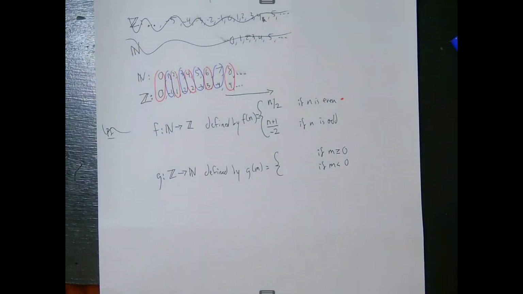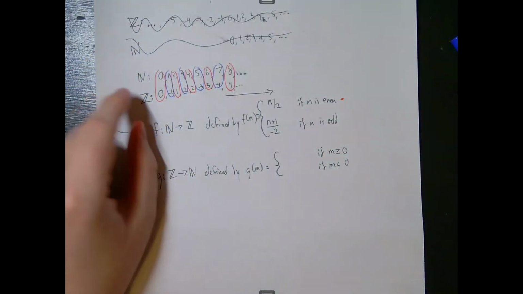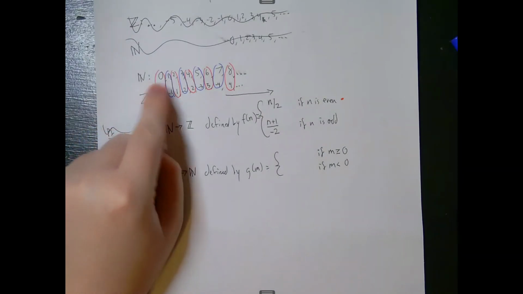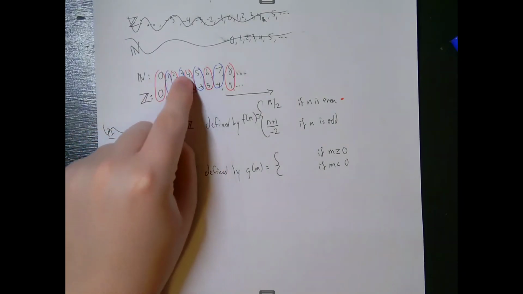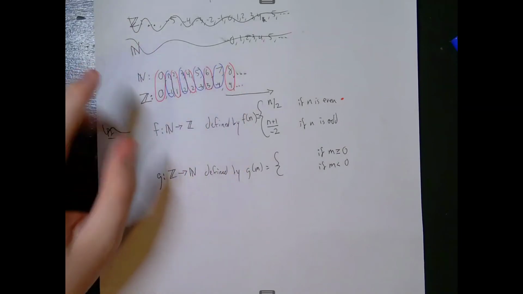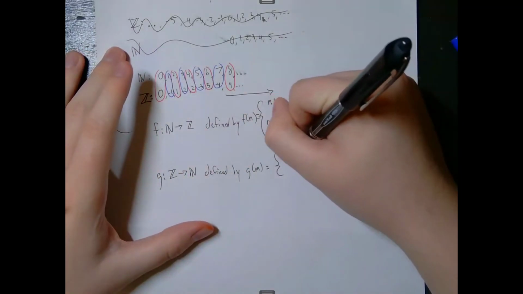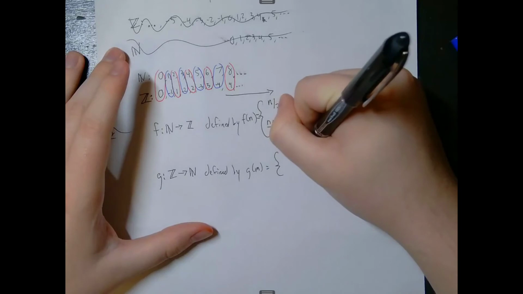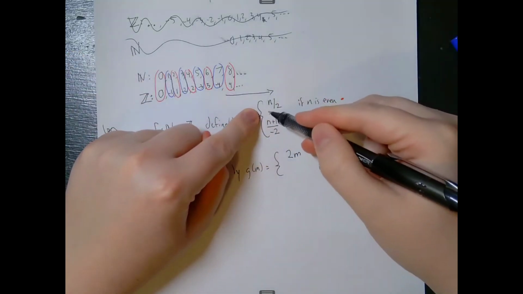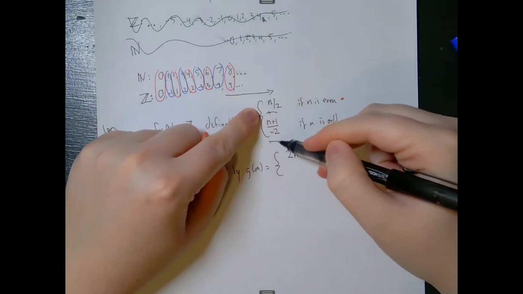If m is greater than or equal to 0, this is the easier one because 2 times 0 is 0, 2 times 1 is 2, 2 times 2 is 4, 2 times 3 is 6, 2 times 4 is 8, and so on. So we can say 2m. And you can think of it as I'm trying to undo this, and I'm trying to undo this.